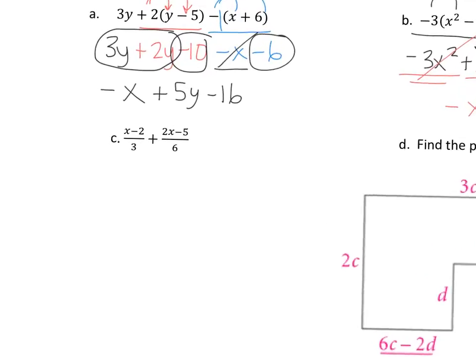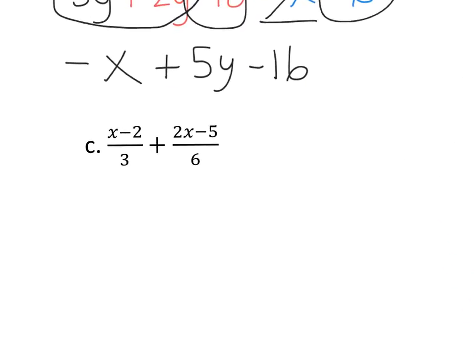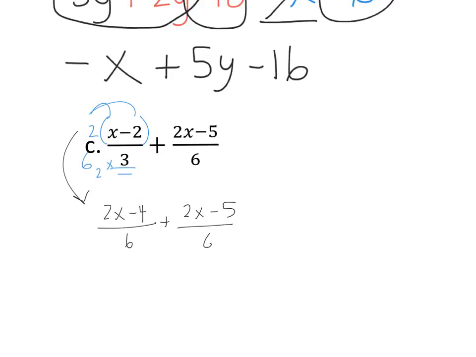And then letter C, I'm adding two things together. I'm adding two fractions, but I need to make sure they have the same denominator. So they don't. This is a 3, this is a 6. I need to have a common denominator. So a common denominator between 3 and 6 is 6. So I want this one to look like a 6, which means I needed to multiply it by 2. So I have to multiply this numerator by 2. So I'm multiplying the whole quantity by 2. That's why I put it in parentheses. So now I'm going to do the distributive property. 2x minus 4 over 6 plus 2x minus 5 over 6.